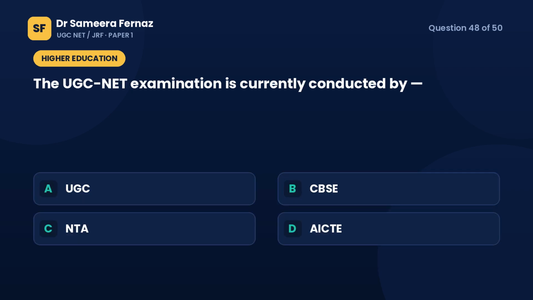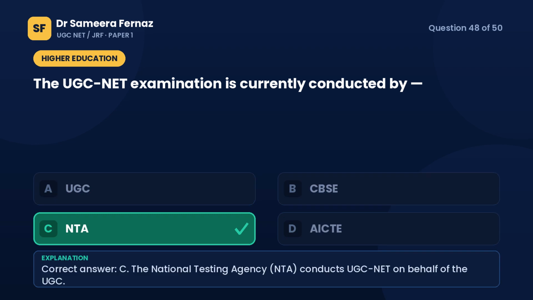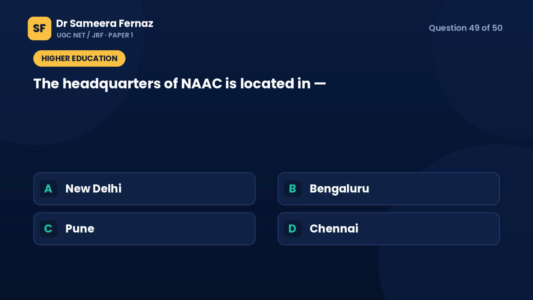Question number 47, higher education. NEP 2020 replaced an older policy from which year? So the answer is option A, 1986. The old policy was finally updated in 2020.